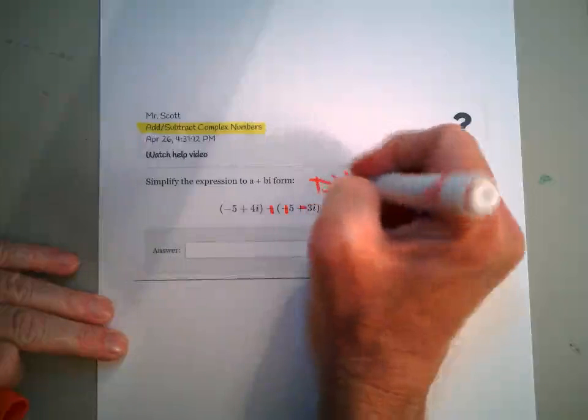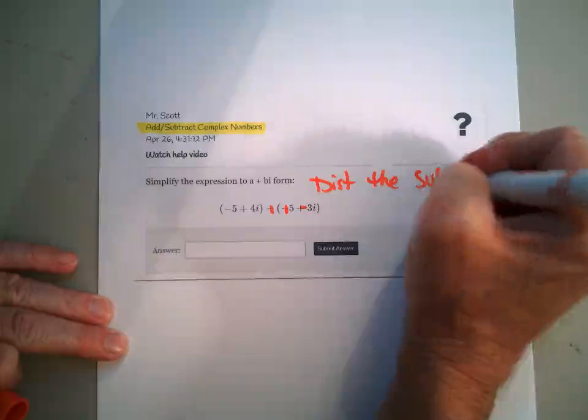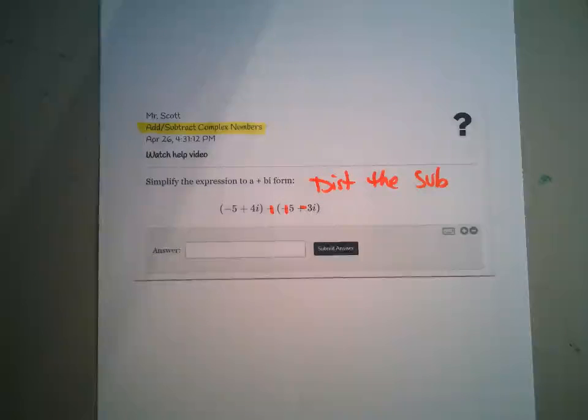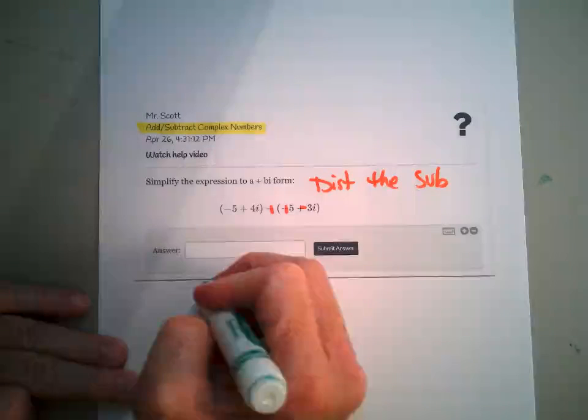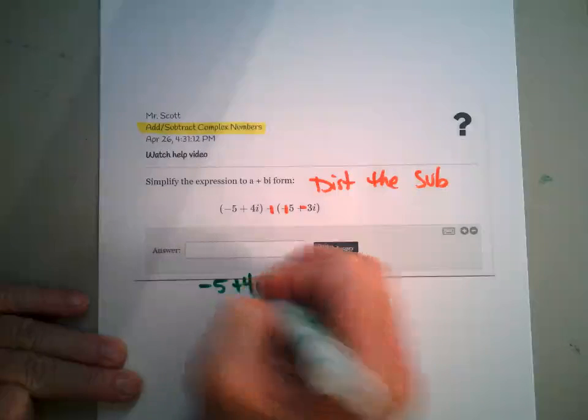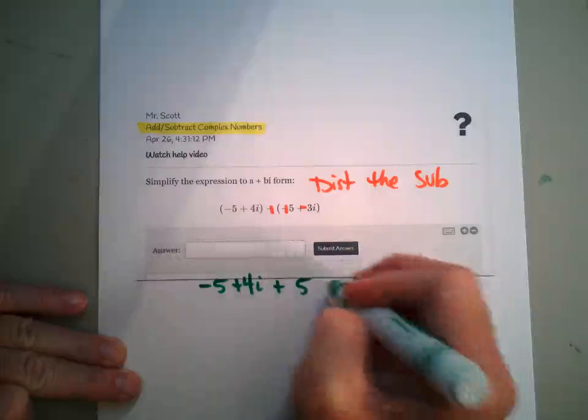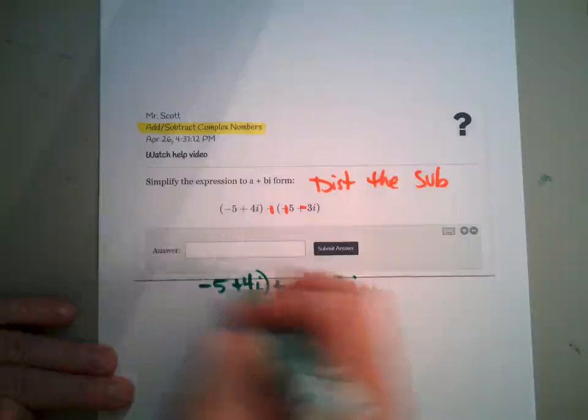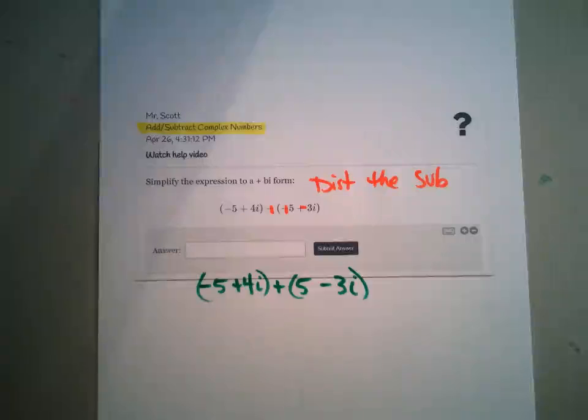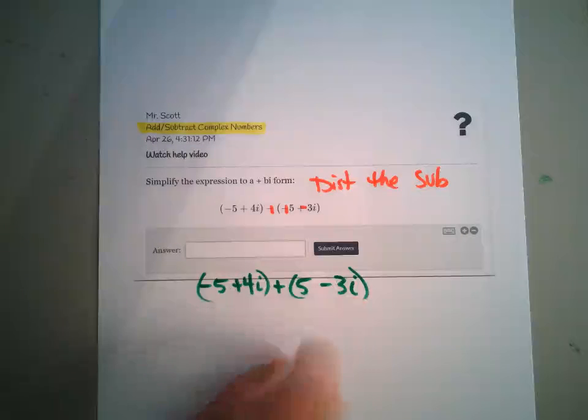Here, if you see the title, this is the addition and subtraction of complex numbers. I picked a subtraction problem so that we can distribute the negative and turn it into an addition problem. We distribute the subtraction sign, so the problem becomes -5 plus 4i plus 5 minus 3i. If you want, you can separate the complex numbers. Here you have 2 complex numbers.